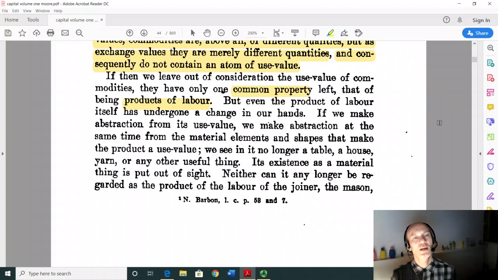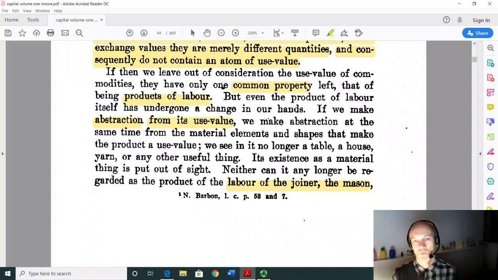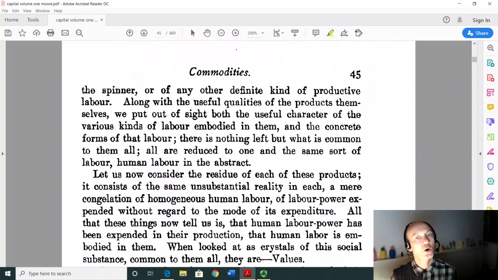But even the product of labor itself has undergone a change in our hands. If you make abstraction from its use value, so this is the process that he has just described here, we make abstraction at the same time from the material elements and shapes that make the product a use value. We see in it no longer a table, a house, yarn, or any other useful thing. Its existence as a material thing is put out of sight, bracketed out. Neither can it any longer be regarded as the product of the labor of the joiner, the mason, the spinner, or of any other definite kind of productive labor.